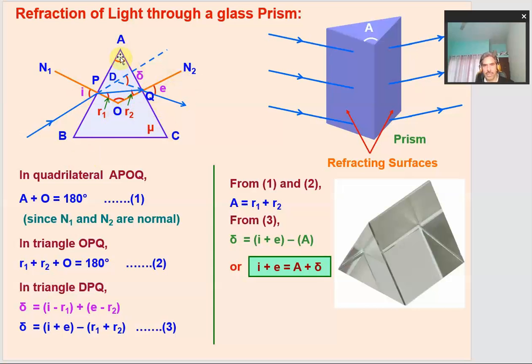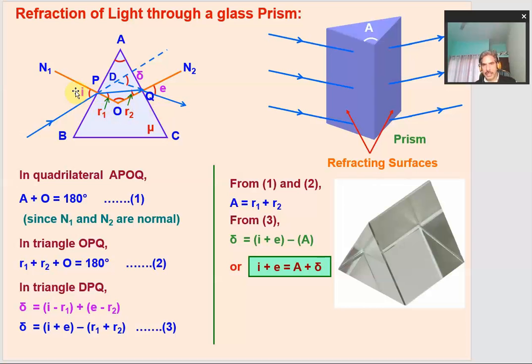So this is the first surface of the prism at which the first refraction takes place, and this is the second surface of the prism at which the second refraction takes place. So a light ray undergoes two refractions, or refraction at the two surfaces, whenever it passes through a prism. Let us make some notations here.